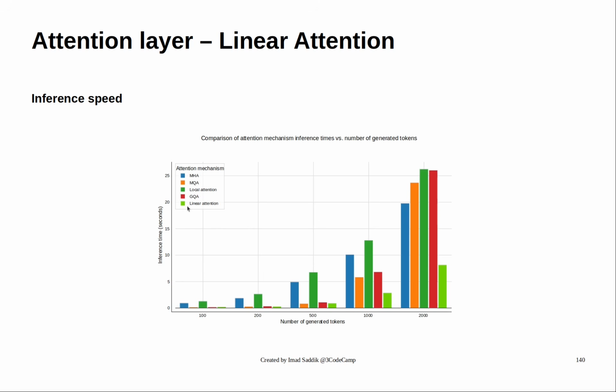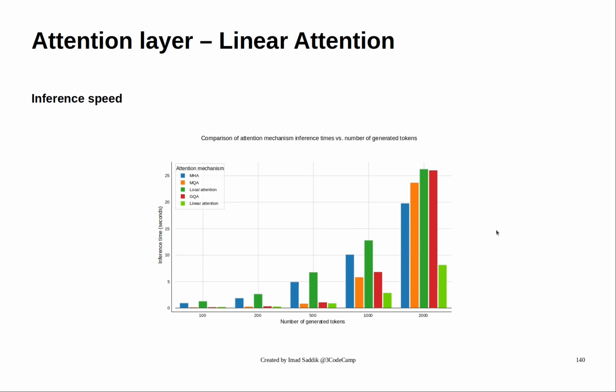Linear attention is this green bar, or this light green bar. You can see here, let's go to 2000, because here we see the big difference. You can see that linear attention is super fast, and that's because it doesn't use a lot of memory. I have an RTX 4070 with 8 gigabytes of VRAM, and MHA was using almost 7 gigabytes while linear attention was using only 3. This is why this method is super fast.